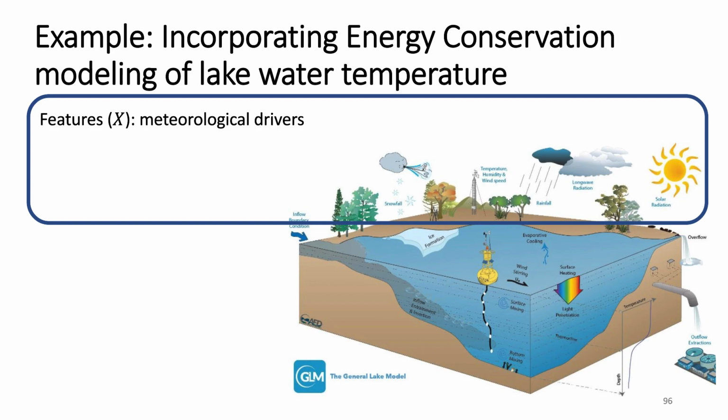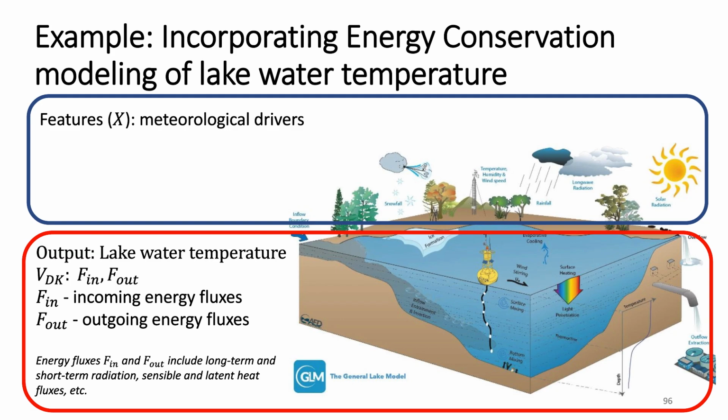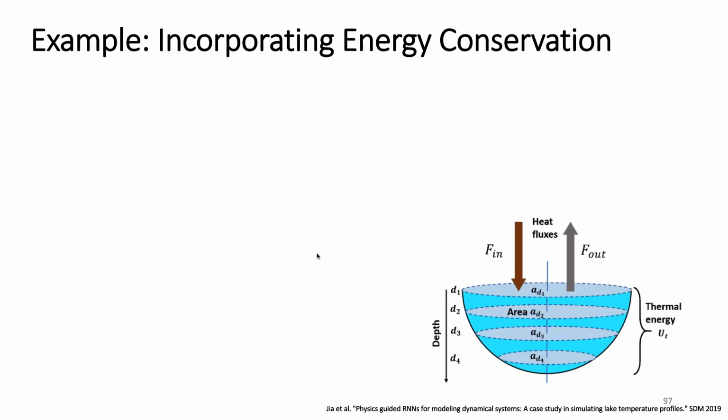However, we know that the temperature change of the lake water never comes from nowhere. So if we think about this problem from the energy conservation perspective, we know that the energy must have a source and a target. So if we represent the incoming energy flux of the lake water and the outgoing energy flux of the lake water, we have the confidence that their difference must have a relationship with the temperature change of the lake water. Therefore, we can refer to this SDM paper from Jia, and they introduce how to utilize this energy conservation law to help the prediction of the temperature change.